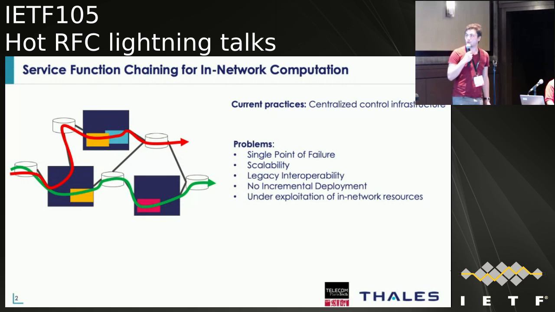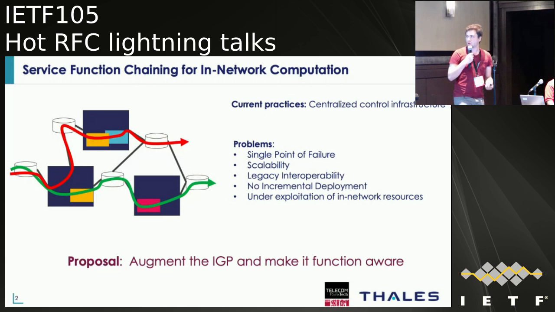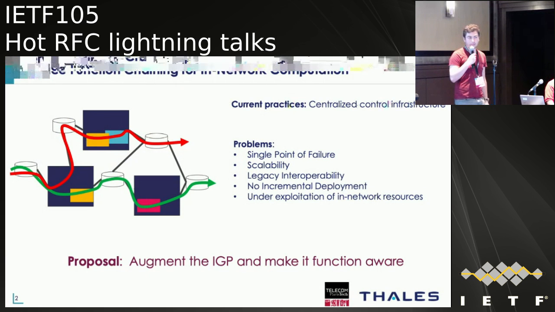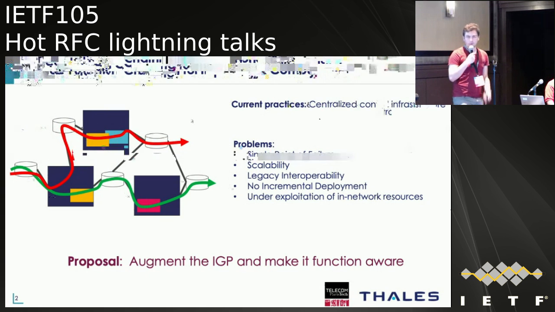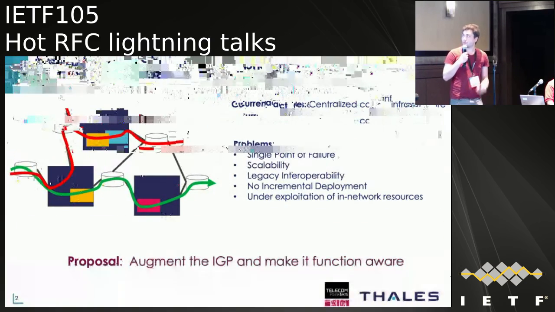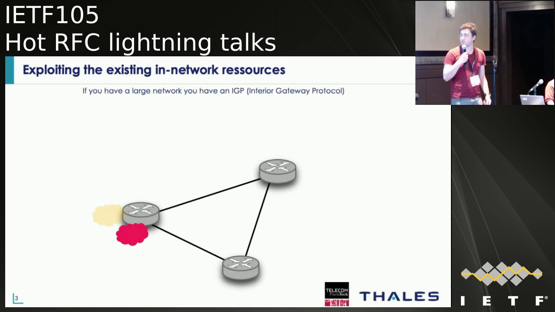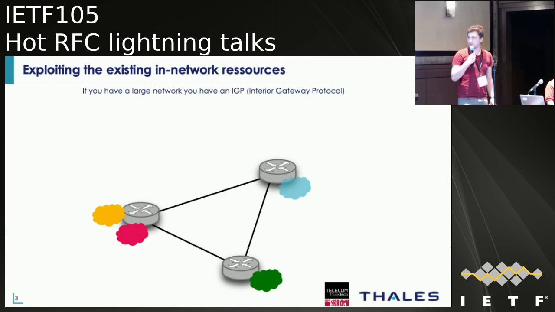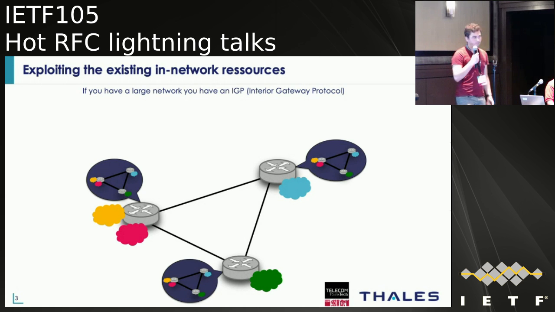For instance, the service function chaining problem is mainly a routing problem because you have to route traffic through a set of waypoints before reaching the destination. So what we propose is to augment classical interior gateway protocols and make them function aware in order to build service function paths. I will quickly remind how an interior gateway protocol functions. You have gateways which are connecting to networks, sharing information, and building a network view, and based on that, they compute routing tables.